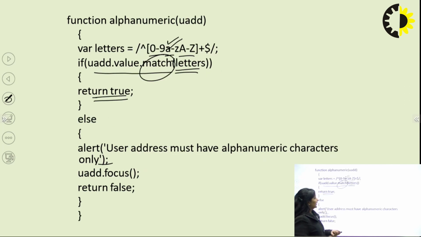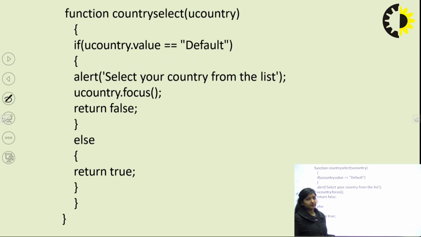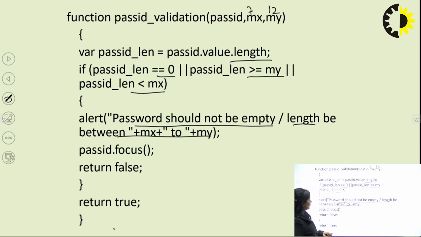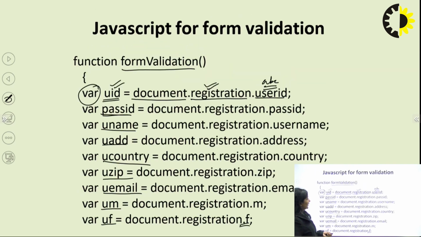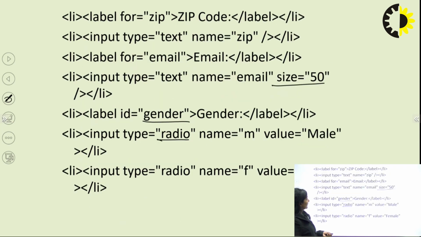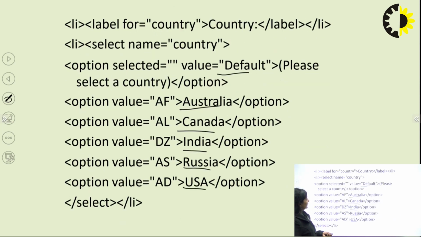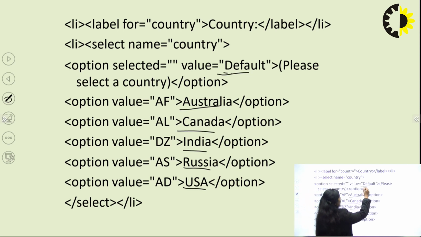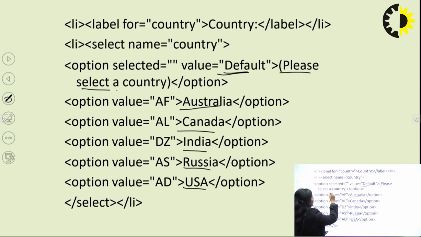We can have anything in the alphanumeric as well. Next, country selection. By default, if it is the default value, then alert: select your country from the list, as we can see in this form as well, where we had written this code for the country. What was there? The default value was please select a country. So that means in the list a default value will be there. That means the user hasn't entered any data.